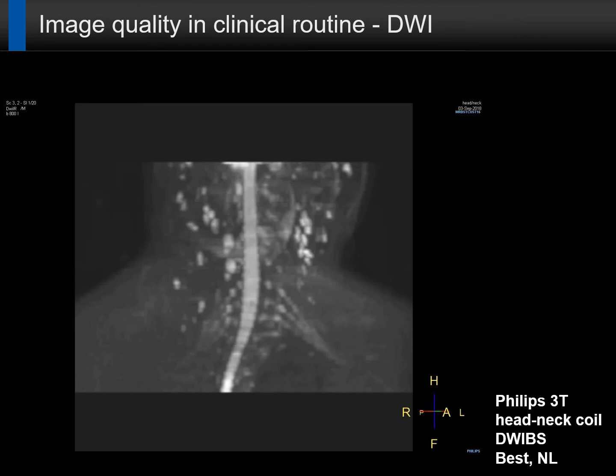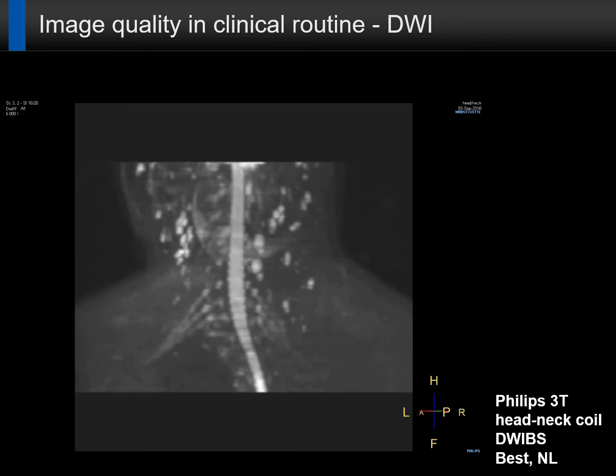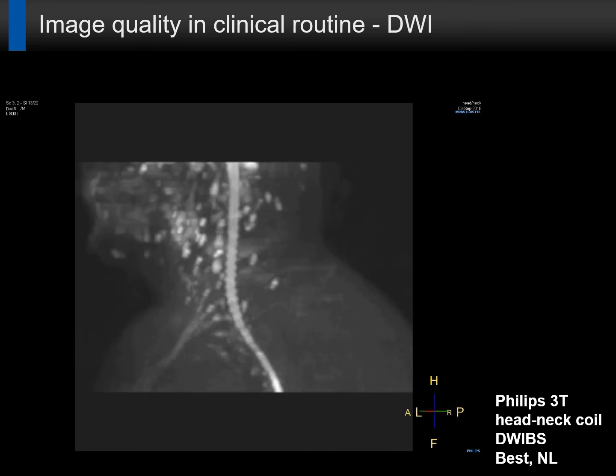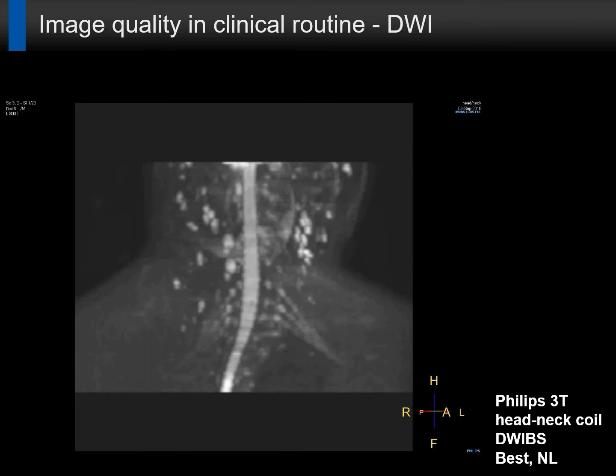Another example is this one here, also taken from one of our patients. You can see this is stunning image quality using a diffusion sequence for the plexus. Very nice. Of course, this was a 3 Tesla machine and a high-end coil, but it is all commercially available, so it's really daily routine what you can achieve here.